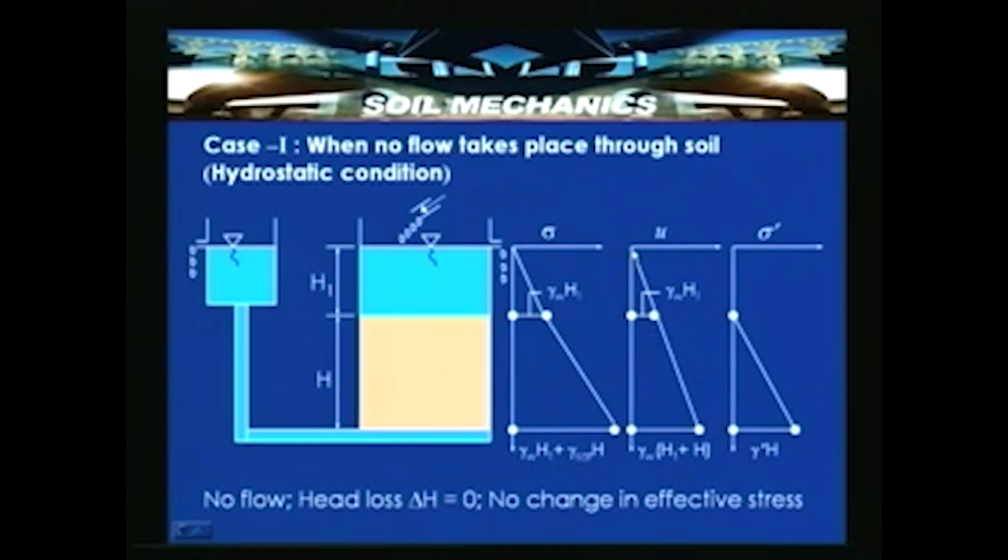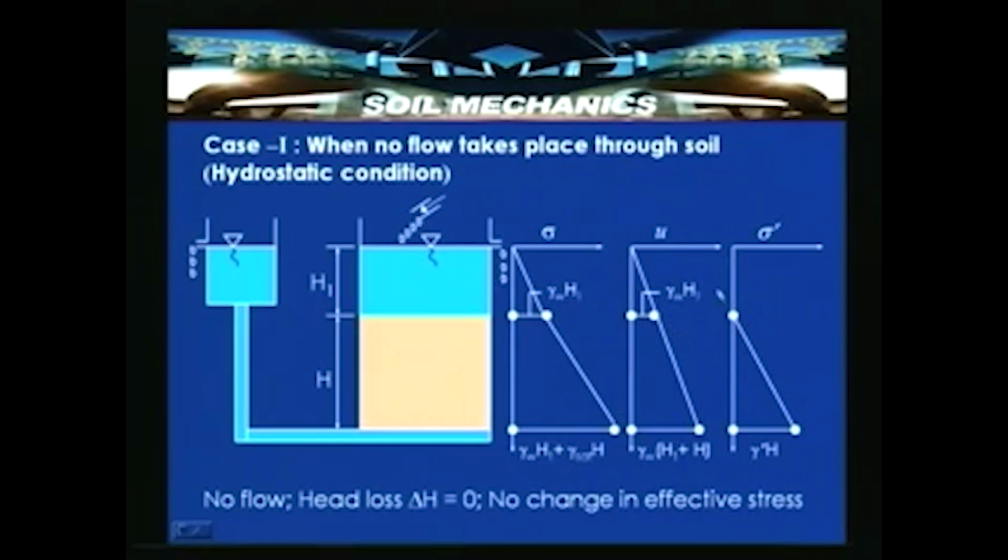The pore water pressure distribution with depth for this case can be given like this. At the top surface it is 0, because of the atmospheric surface. Here the water pressure is gamma W H1, and at this particular point the ordinate is gamma W into H1 plus H. Because of the same water, the slope of this line is the same, but here there is water and then soil, so a change in the slope of the line can be noted.